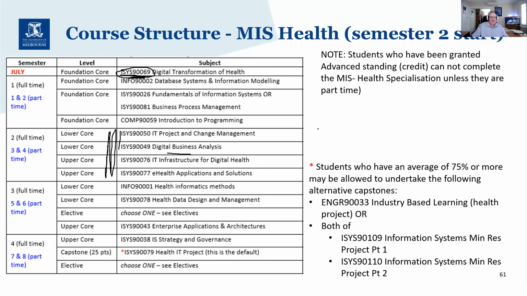Okay. In the health, there is actually a capstone, which is the health IT project. The default project here will be a project which is done internally, where all the students do the same project, I believe. If you do get marks above 75% on average, then you're allowed then to do the industry-based learning subject or a research project as part of your capstone instead of the health project. So you can do a research project instead of a project, or you can do industry-based learning instead of the project. Okay, I'll answer that question on the capstone now.